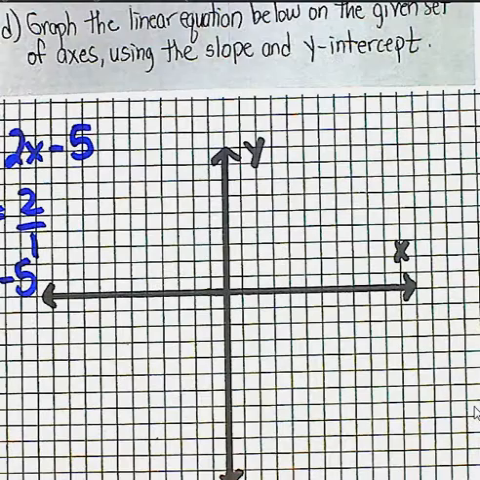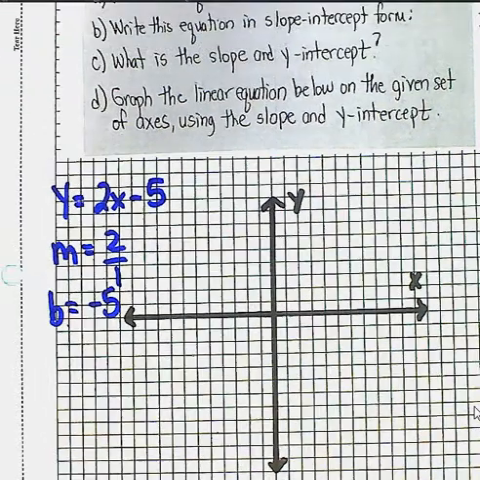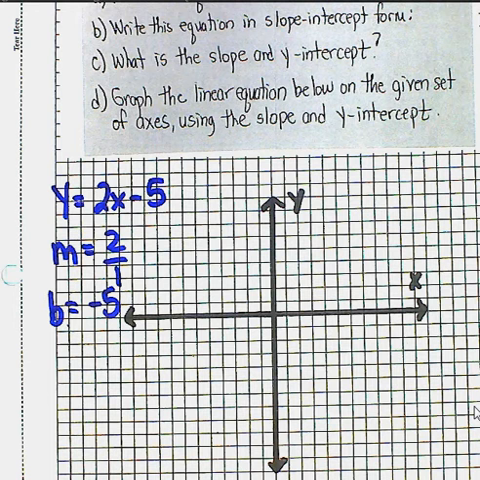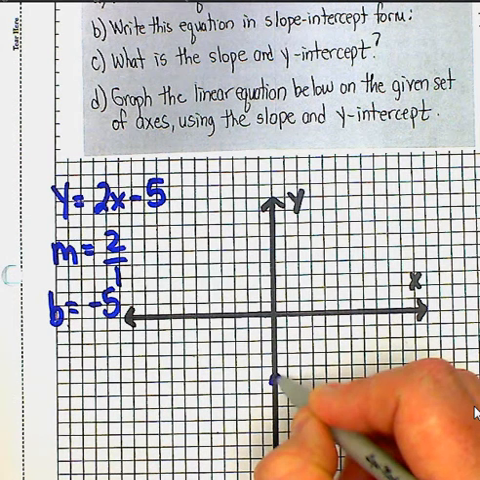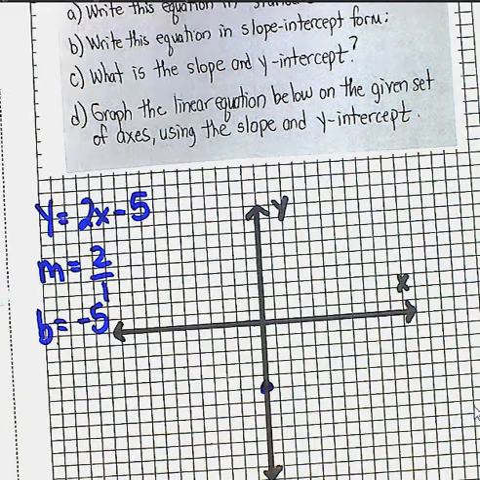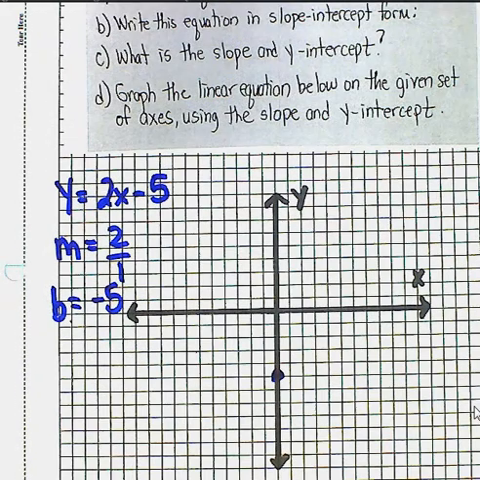All right, so if I want to use those two pieces, do you remember where we start? Perfect. And so what am I going to do? -5 on the y-axis. Excellent. 1, 2, 3, 4, 5. There's my dot. That's where the line is going to cross the y-axis. That's the definition of a y-intercept. It's where the line intercepts the y-axis.